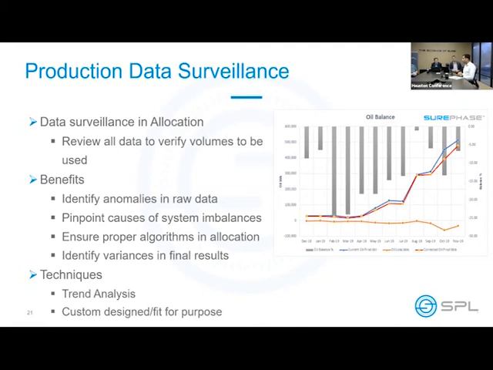So data surveillance is something we see a lot of companies doing, where they will have their own team validating the data, and then all the data is already validated and filtered before it is passed on to us. And the chart that you see is what happens when your data is, let's say, not validated. It is a loss in the system. What you see is, over the period of one year, oil loss compounding to hundreds of thousands of barrels.